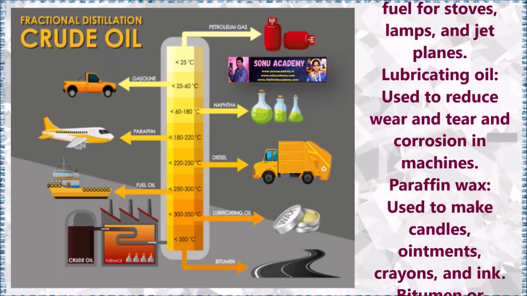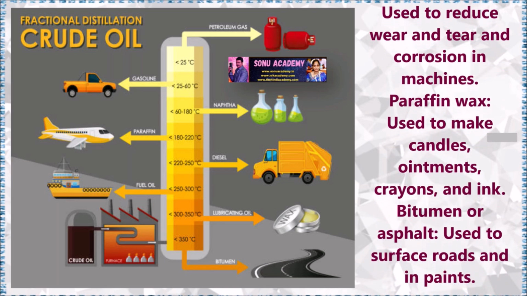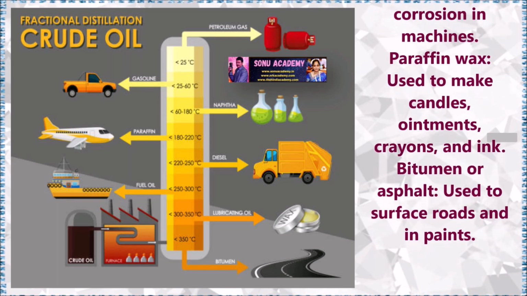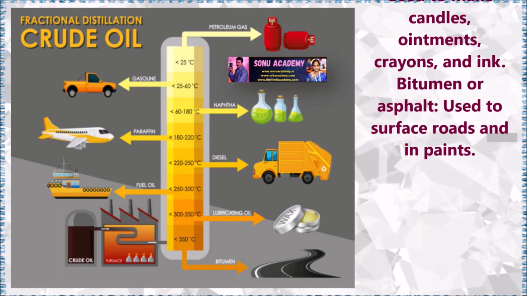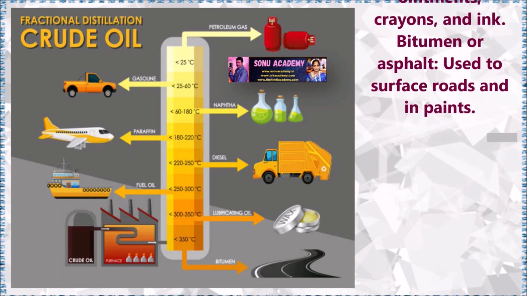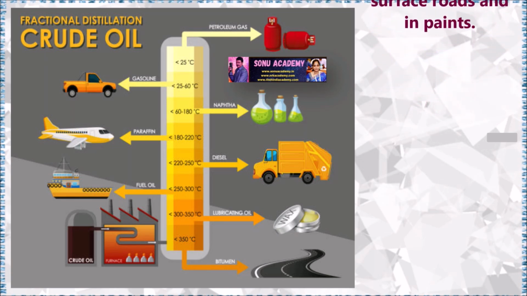Lubricating oil: it is used to reduce wear and tear and corrosion in machines. Paraffin wax: it is used to make candles, ointments, crayons, and ink. Bitumen and asphalt: it is used to surface roads and in paints.